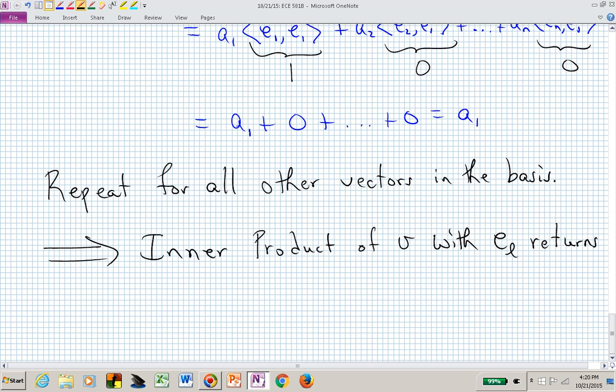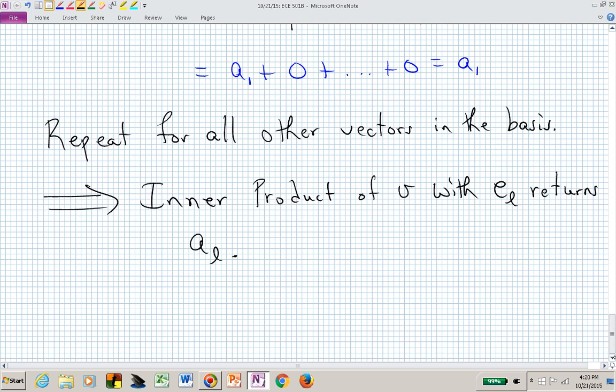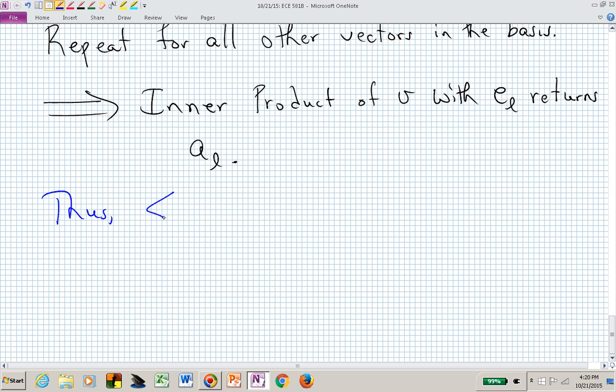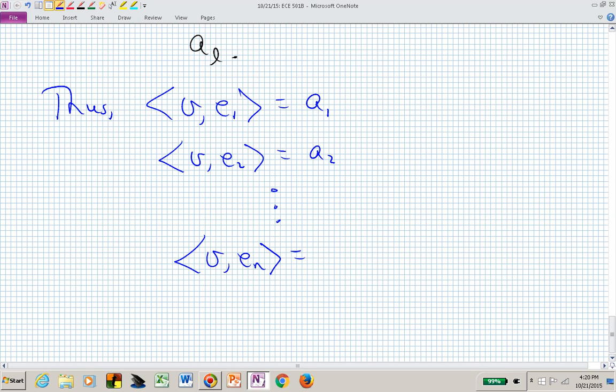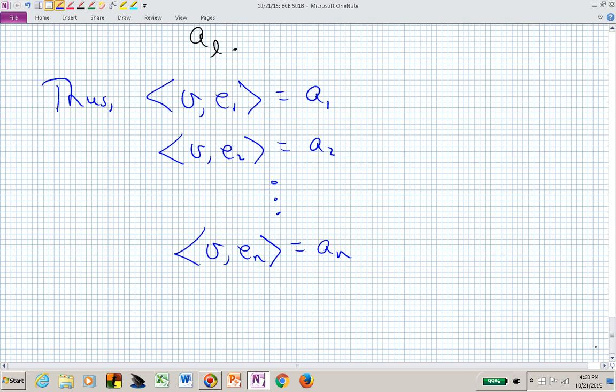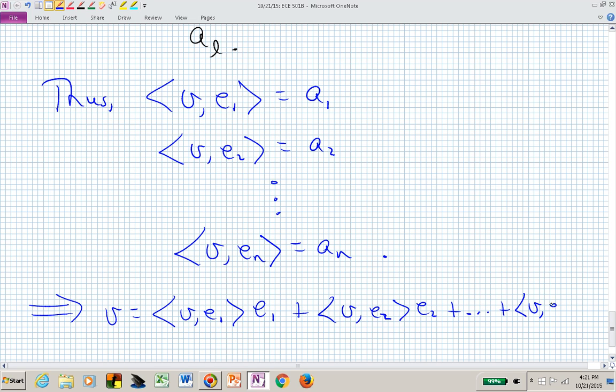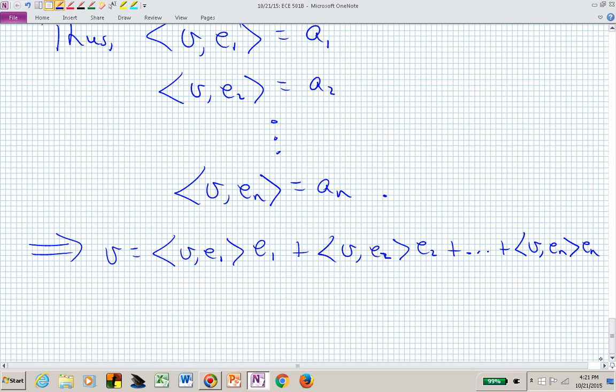What did V with E sub 1 return? A sub 1. So this is going to return A sub L. Or we can now just say, thus, we have V with E1 giving us A1, V with E2 gives us A2, and so on. V with E sub n gives us A sub n. And that now says that we can express V as V inner product with E1, scaling E1, plus V inner product with E2, that's A sub 2, times E sub 2, plus V with E sub n times E sub n. And that's the proof then of the first statement in that two-statement theorem.